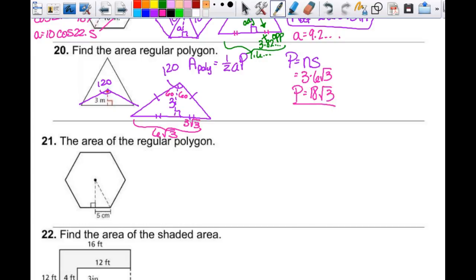And the apothem they gave me, so I can come back over here. And this is 1/2 times the apothem, which is 3, times the perimeter, which is 18 square root of 3. Half of 18 is 9. 9 times 3 is 27. And there's the area of the polygon.